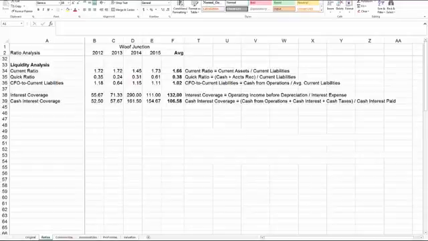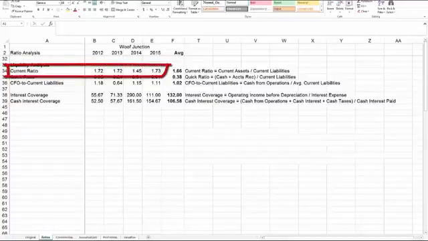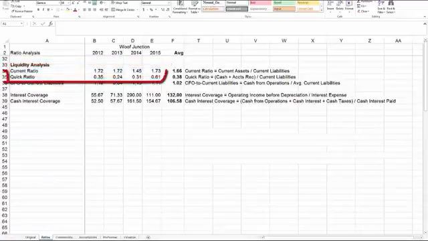Let's take a look at these ratios for Wolf Junction. So we start with the current ratio. It is well above 1. It's been pretty steady except for a little downward blip in 2014. The quick ratio is not above 1, but that's pretty common that it's less than 1. It would be an extreme situation where a company had enough in cash and receivables to cover all of its current liabilities. The good news here is it trended upward in 2015.